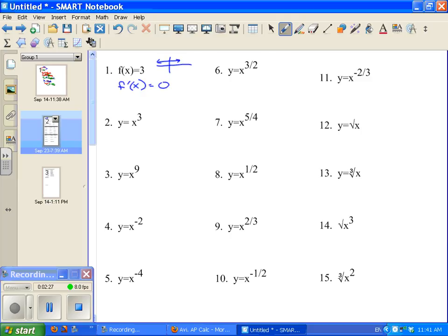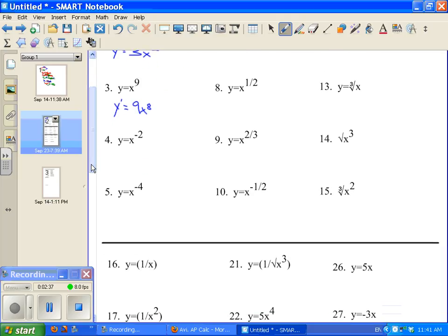Okay. Number 2, y prime, it's going to be 3x. This one, y prime, 9x. Number 4, y prime: negative 2x to the negative first. It's got to be reduced by 1. Or negative 3. There you go. Negative 4x to the negative first.